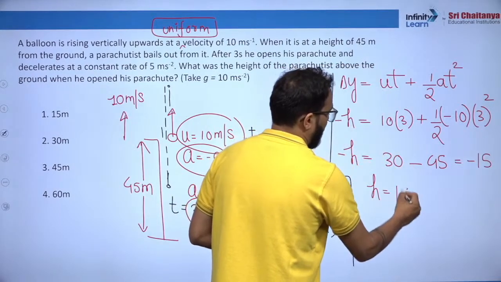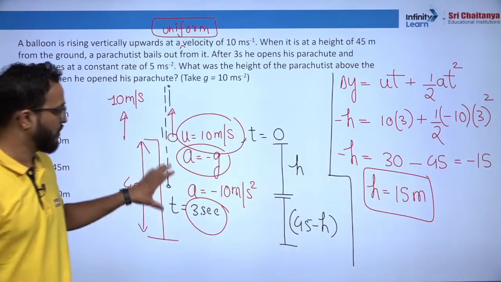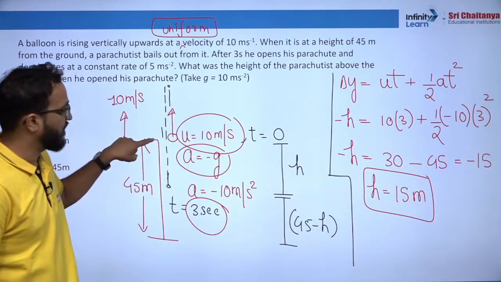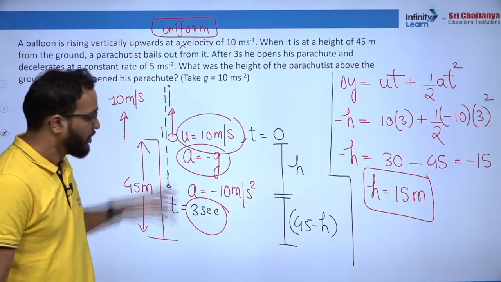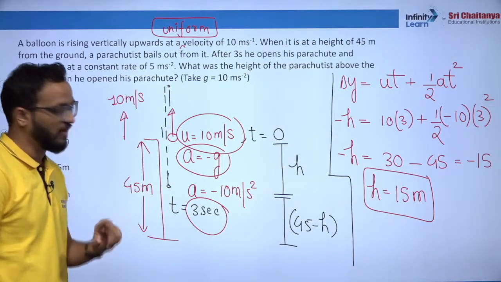So h is going to be 15 meters. That means the parachutist is at a depth of 15 meters from this particular point where he bailed out. Here he opens up his parachute. So what is this height? 45 minus 15.